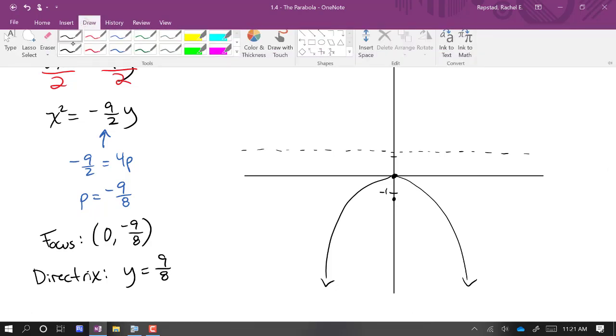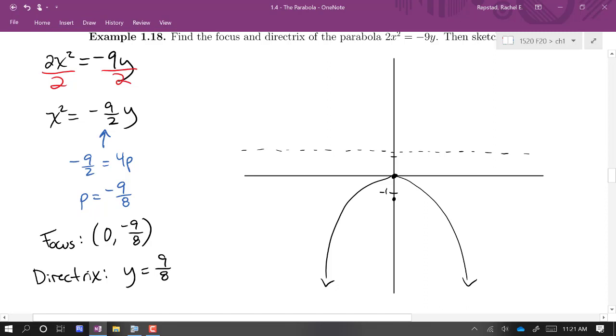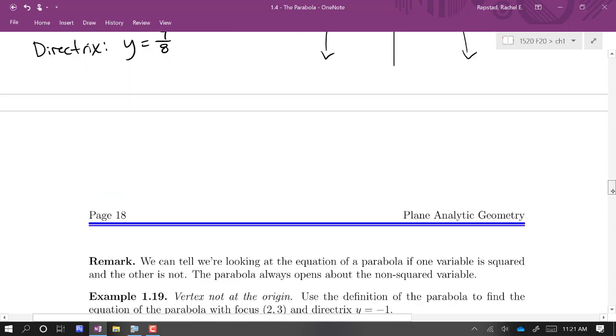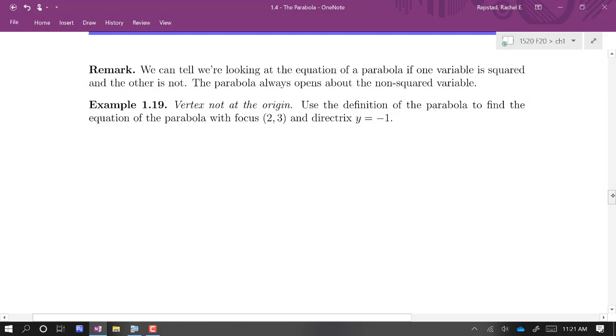Alright, so far what we've done is they've given us equations, and we've gleaned some geometric information. We're able to find focus and directrix and put a little sketch together. Now we're going to go the other way around. And here's an example where they're telling us right off the bat that the vertex is not at the origin. But they want us to use the definition of the parabola to find the equation of the parabola with the focus 2, 3, and directrix y equals -1.